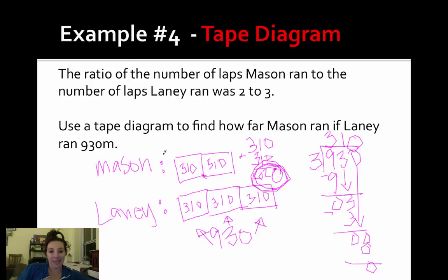Oh, that's what it is. It's meters. So if Lainey runs 930 meters, then Mason runs 620 meters. 930 laps is a ridiculously large amount of running for one person to do.